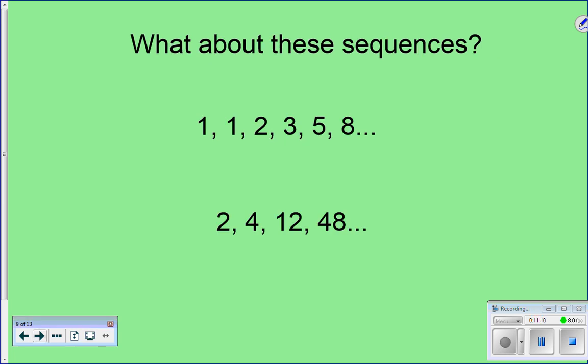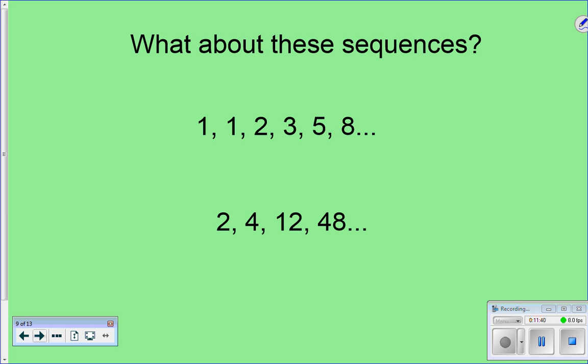Okay. Let's look at these two sequences. These two are not arithmetic or geometric. There can be other sequences out there. So here's two that are not geometric or arithmetic. See if you can figure out how they go. Everybody got it? Let's talk about the first one.